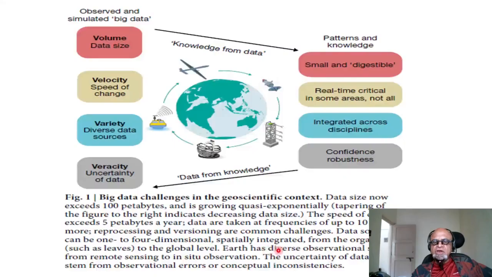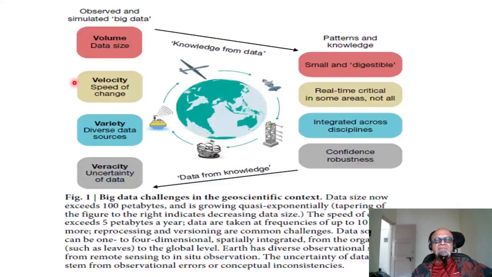Reprocessing and versioning are common challenges. Data sources can be 1 to 4 dimensional, spatially integrated from the organ level, such as leaves, to the global level. Earth has diverse observational systems, from remote sensing to in situ observations. The uncertainty of data can stem from observational errors or conceptual inconsistencies. There are lots of details, instrument error, representativity error, and so on.